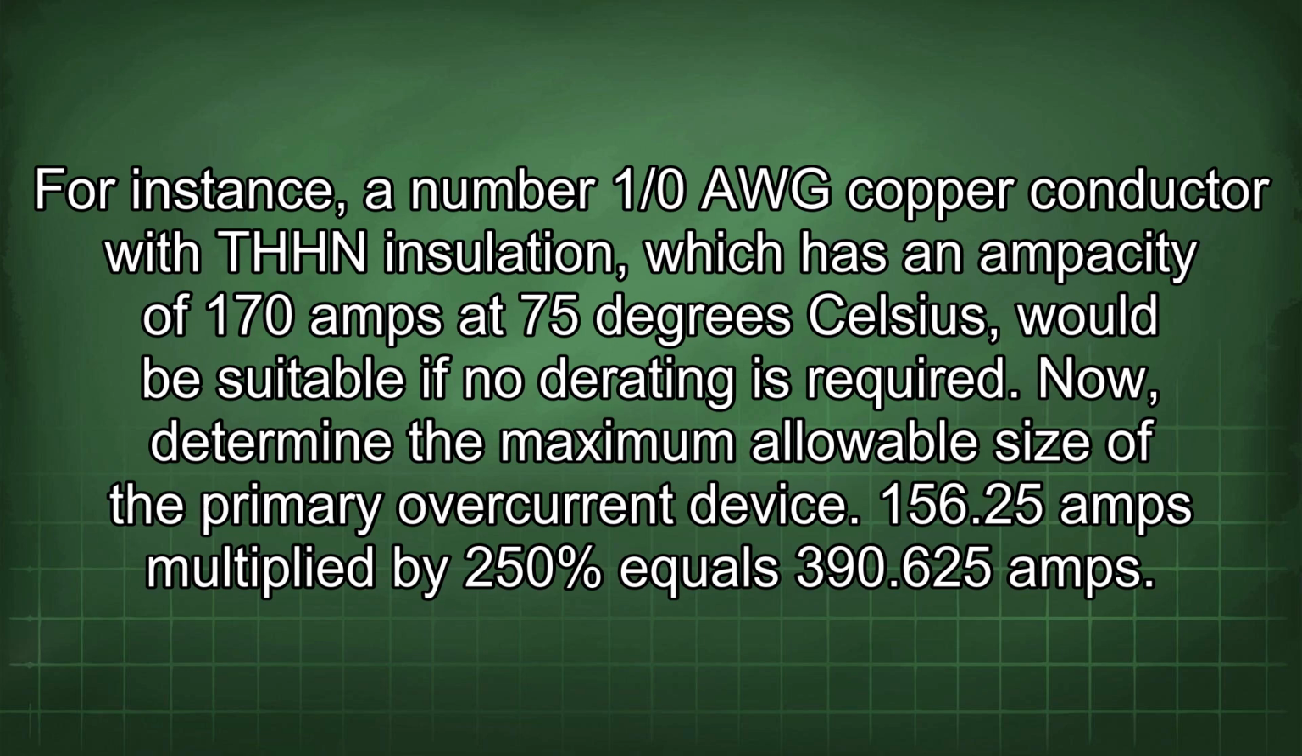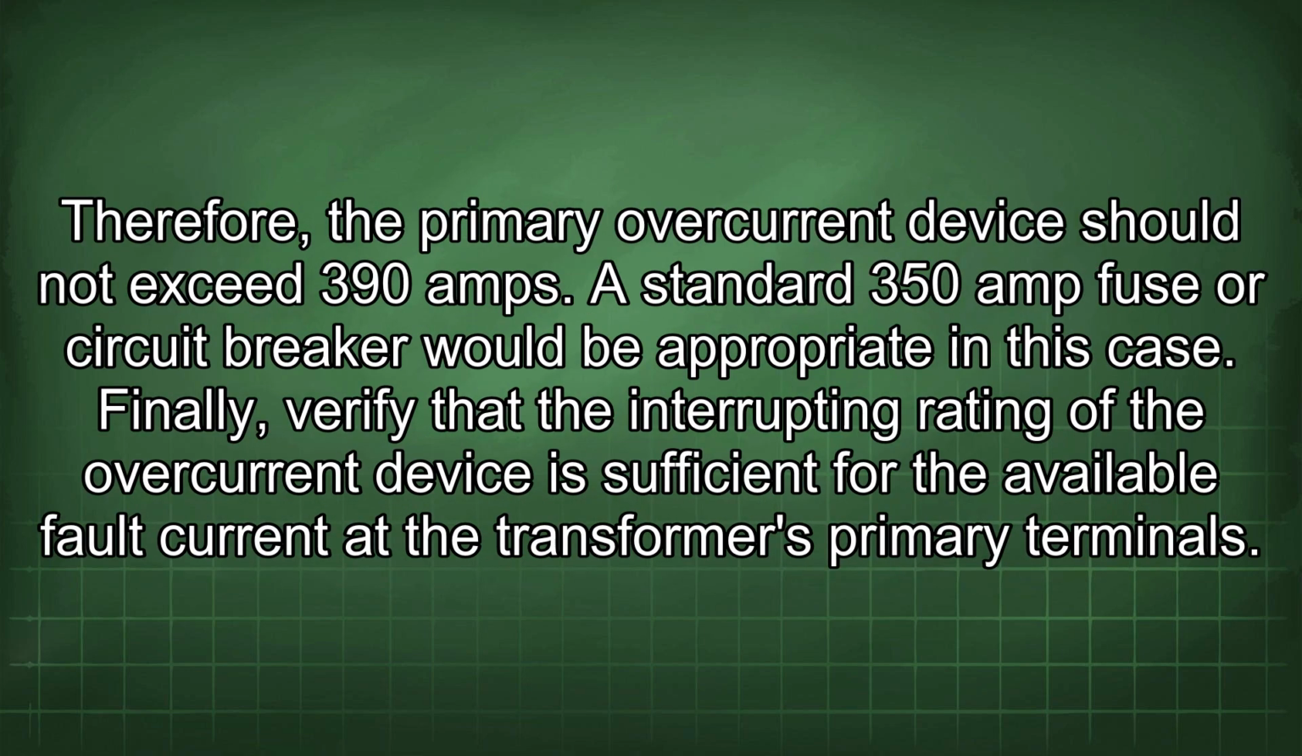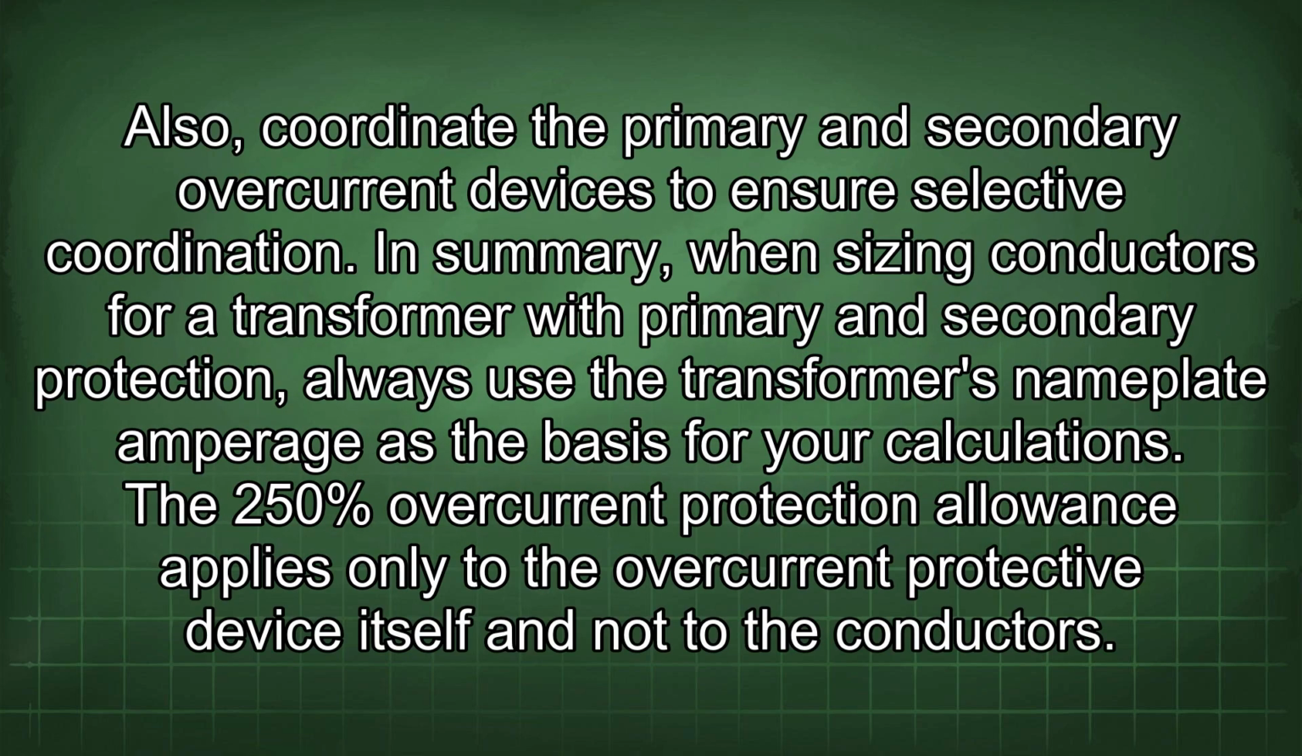Now, determine the maximum allowable size of the primary overcurrent device. 156.25 amps multiplied by 250% equals 390.625 amps. Therefore, the primary overcurrent device should not exceed 390 amps. A standard 350 amp fuse or circuit breaker would be appropriate in this case. Finally, verify that the interrupting rating of the overcurrent device is sufficient for the available fault current at the transformer's primary terminals. Also, coordinate the primary and secondary overcurrent devices to ensure selective coordination.